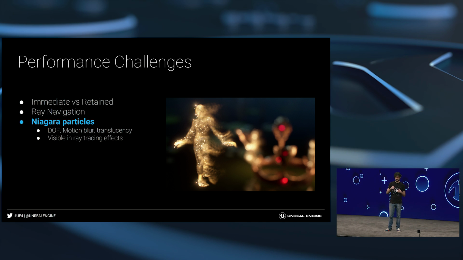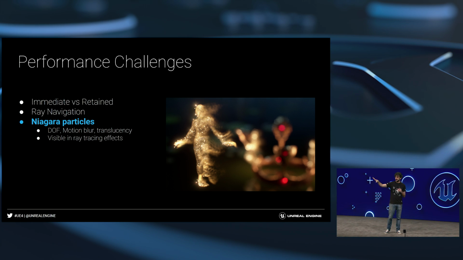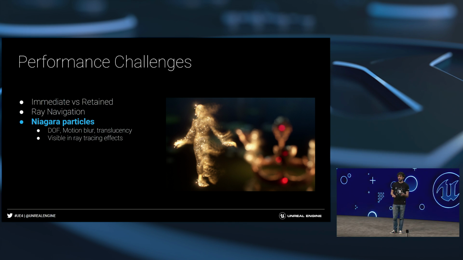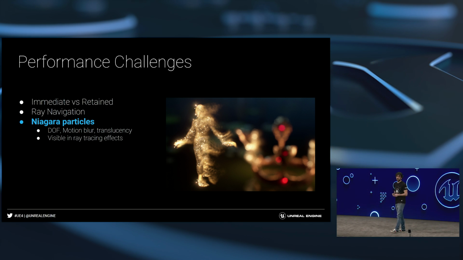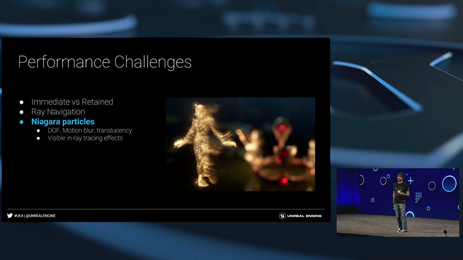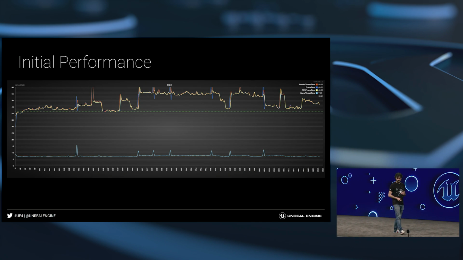So what we did was very simple, but very effective. We have, as I said, almost 700,000 particles on primary visibility on the raster side, and we feed the ray tracing with only a fraction of them, one third of them. And we compensate for that by increasing the brightness. It's simple, but it works. Of course, that means that Niagara particles are visible in ray tracing effects like reflections.